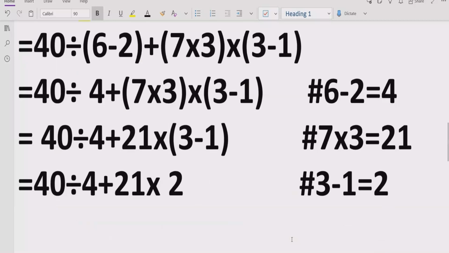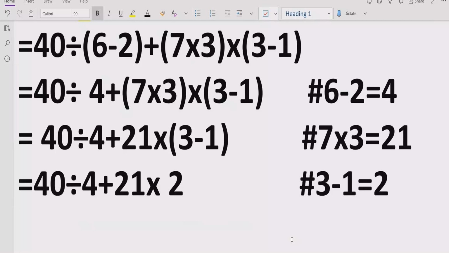Move forward. Here we have completed all the brackets. We have solved all the brackets, so now we do not have any bracket. Now, step number 2, find out the power of any number if it is contained in this expression. We do not have any number which has a power, so now we can skip that step.